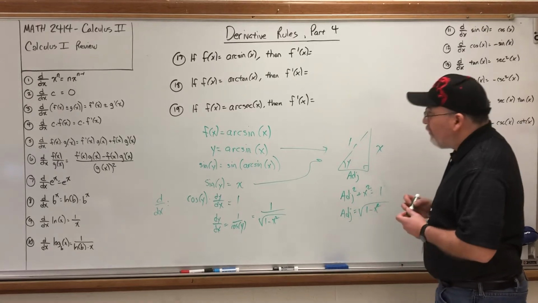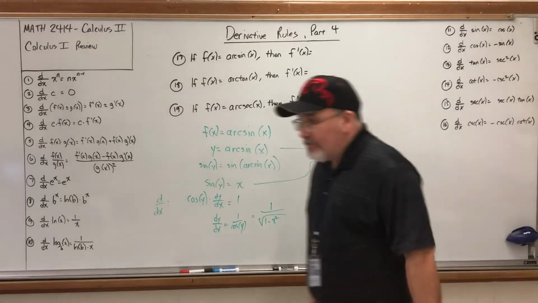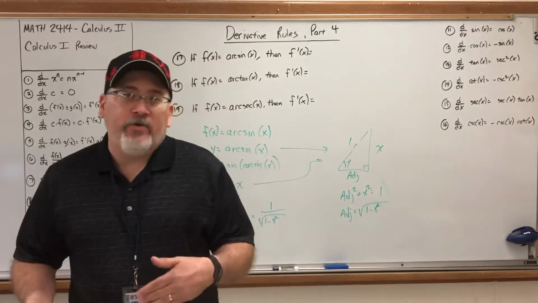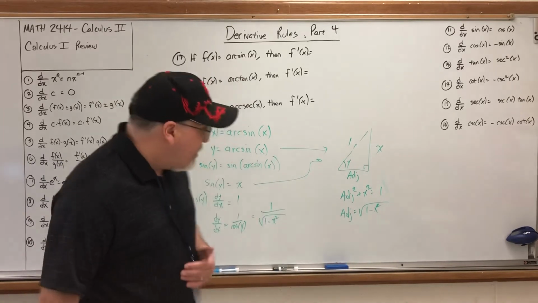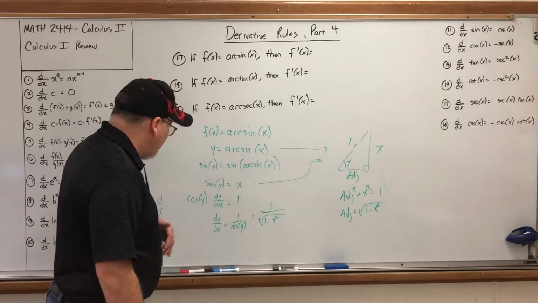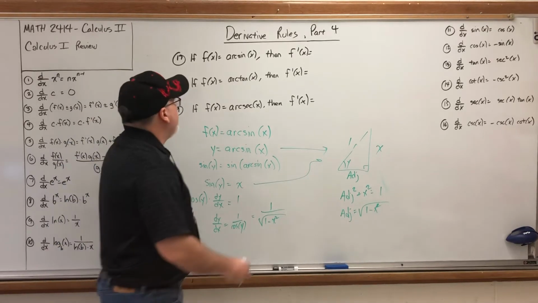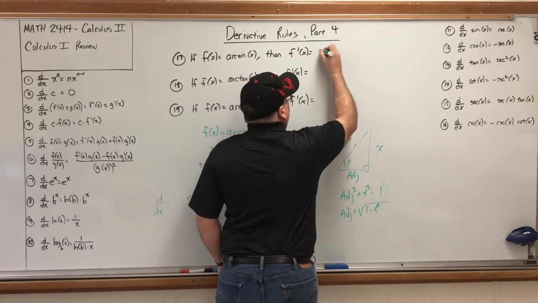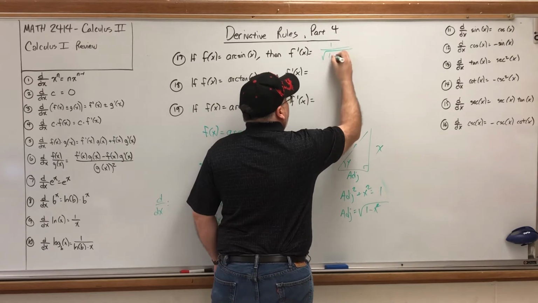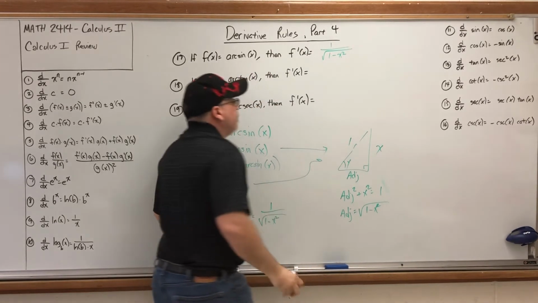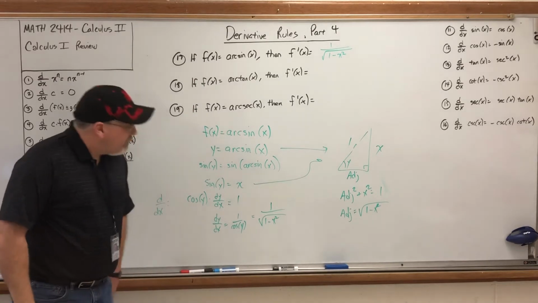Now that was a lot to go through because it did involve knowing a lot of trigonometry, how to trick out a triangle to satisfy a certain trig equation, and just a little bit of calculus here. But the net result is, and here comes the rule, the derivative of arc sine of x is 1 over the square root of 1 minus x squared. All right.